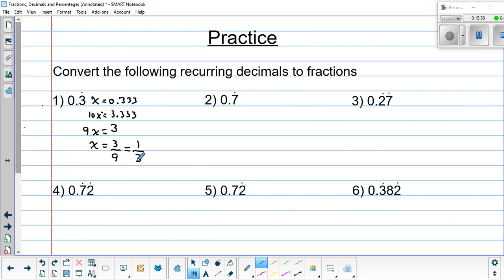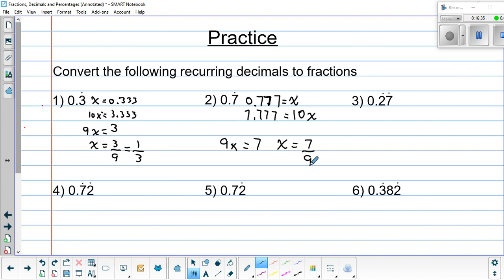Here we have 0.7 recurring. So some people, they see that and they're just like, oh, I know how to do that right away. That's 7/10. No. So equals x. Doesn't matter which side you have your values on. X's can be on the left or the right. You can move them around as long as you keep them the same. Sorry, that's 10x. So here we're going to subtract them. We're going to find that 9x is equal to 7. So x equals 7/9.